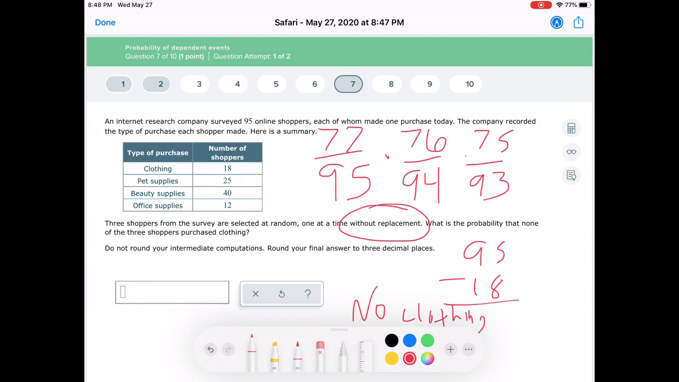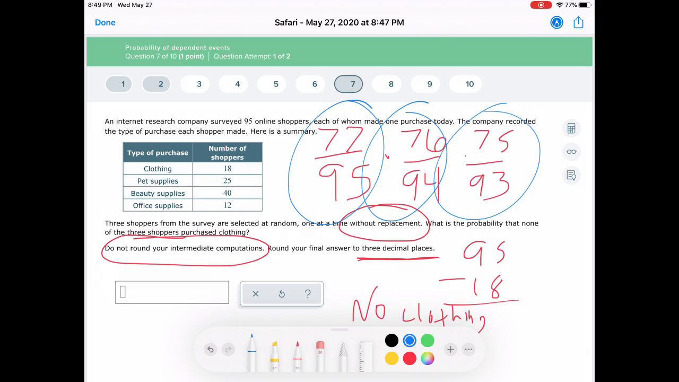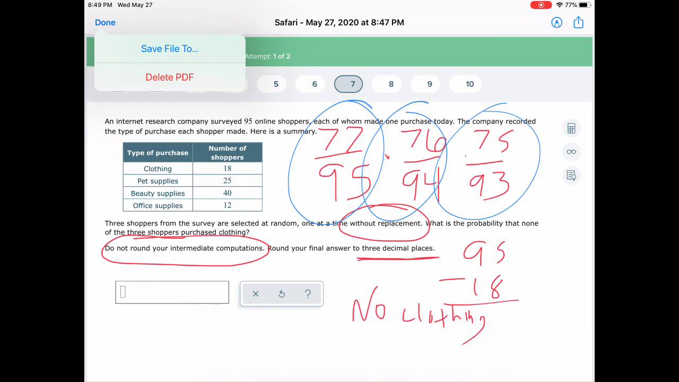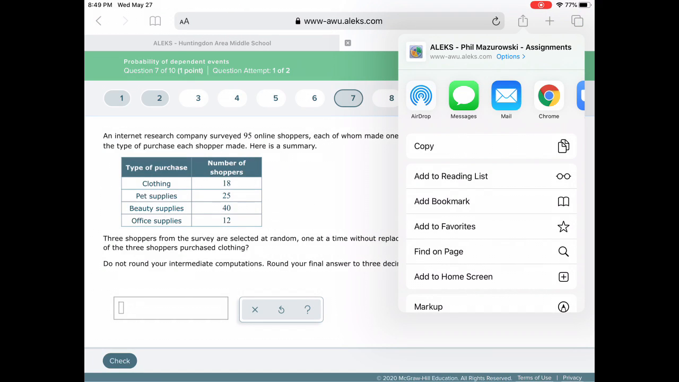What I also want you to keep in mind here is they say do not round your intermediate computations, and then round to 3 decimal places. So they don't want you to change these individual fractions to decimals and multiply them. They want you to just multiply everything as it is and then round at the very end. That being said, this is kind of what it will look like.